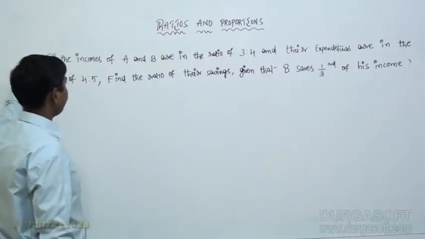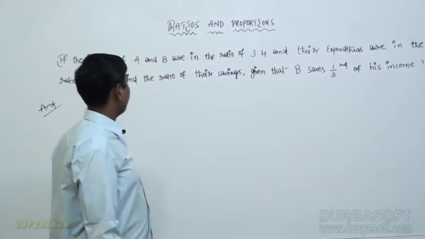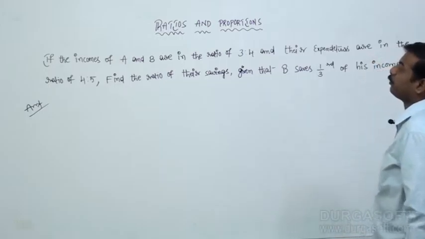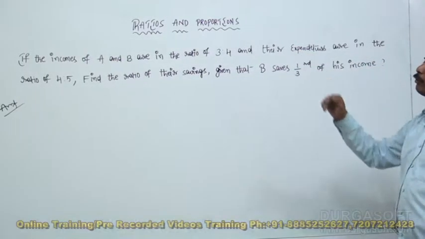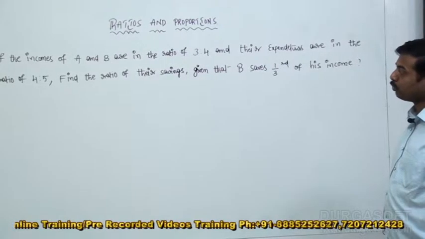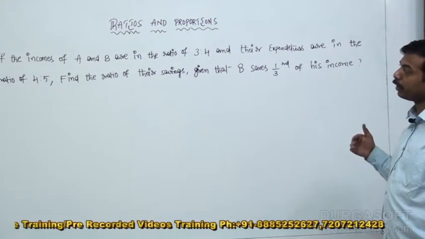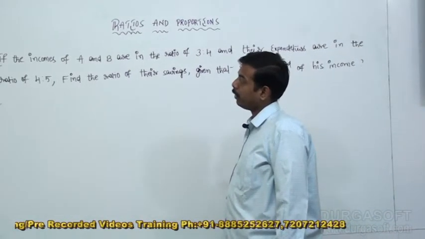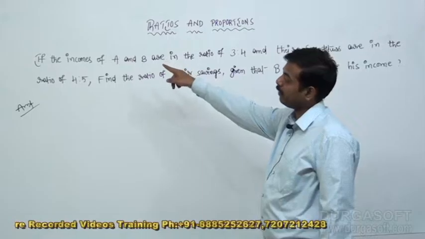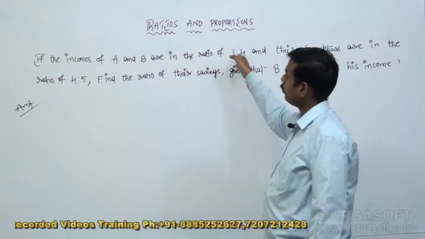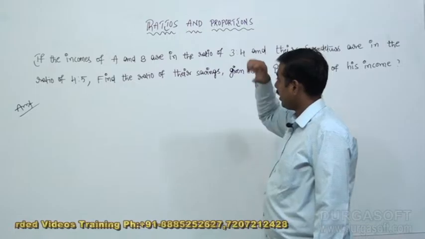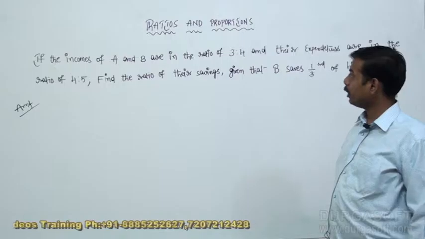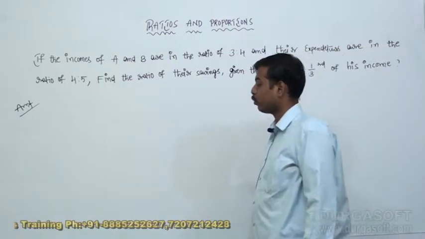So let me put your attention on this question. If the incomes of A and B are in the ratio of 3:4, we are talking about the incomes of how many people here? We are talking about incomes of two people, A and B, in the ratio of 3:4. That means A gets 3 parts of income and B gets how many parts of income? B gets 4 parts of income.